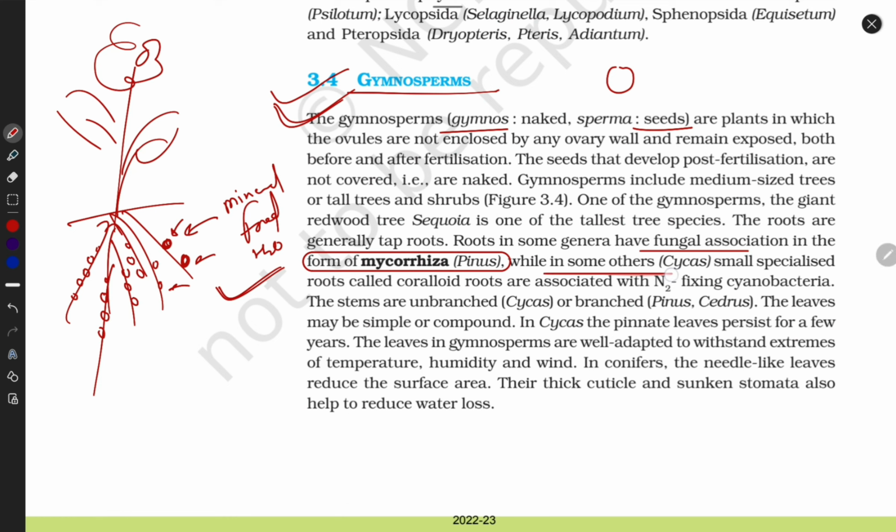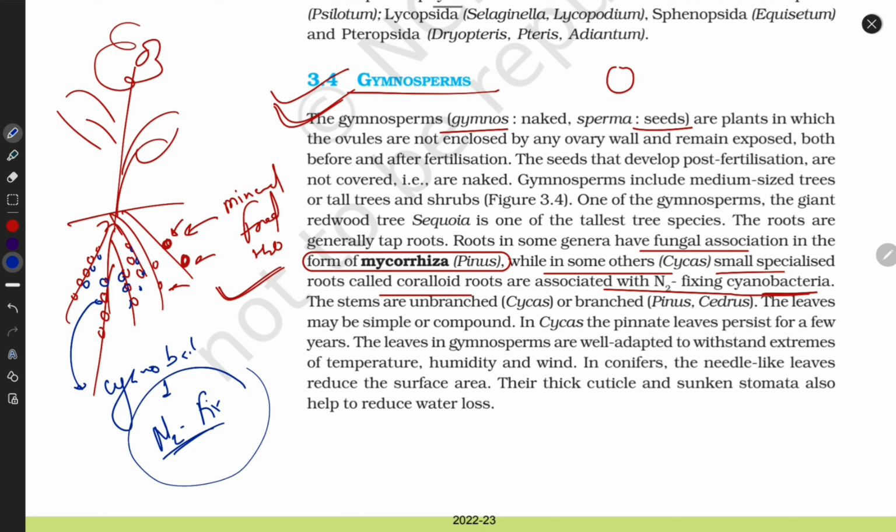While in some other genera, they have coralloid roots. They are helpful in nitrogen fixation because some bacteria are attached with the roots. And what is the use of these bacteria? They can fix what? Nitrogen. Because the nitrogen in the atmosphere is not useful for plants.